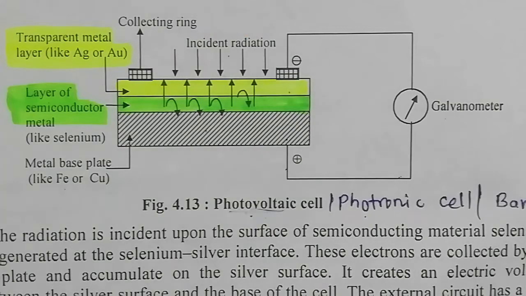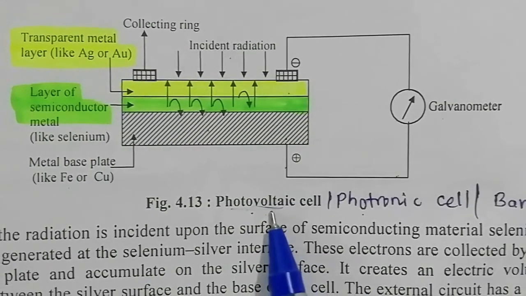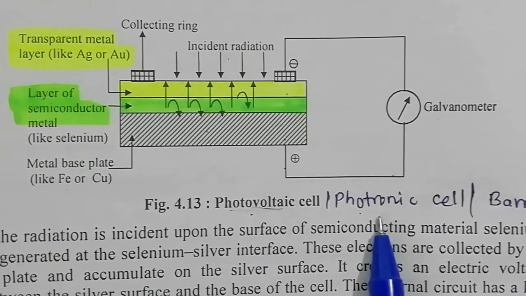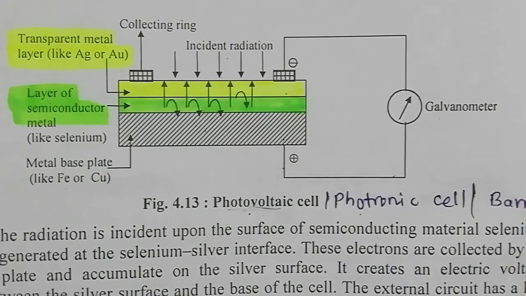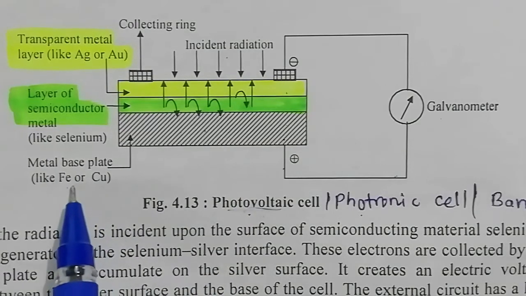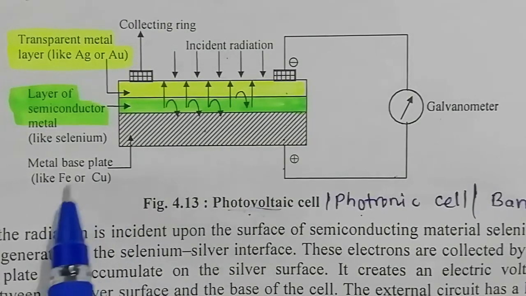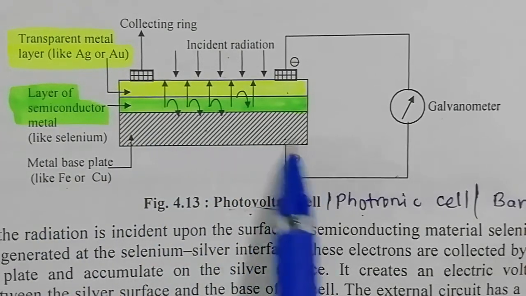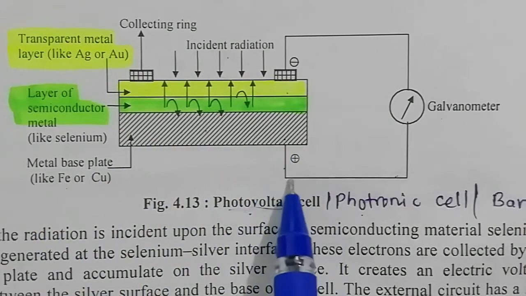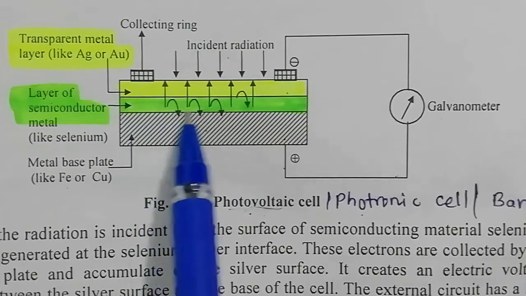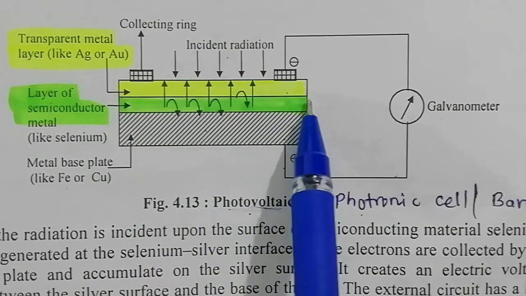So this is the first type of detector, the photovoltaic cell. It is also called a barrier layer cell or photonic cell. This detector consists of a metal base, and this metal is either copper or iron. This metal base acts as an electrode itself, the positive electrode. Above this metal base, a layer of semiconductor is attached.